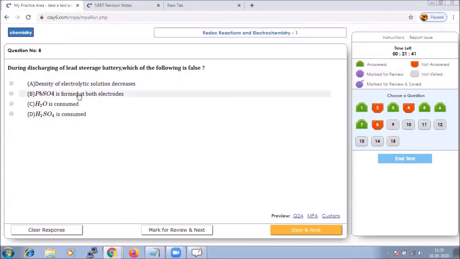PbSO4 is formed at both electrodes, it is known. H2SO4 will be consumed, because that is also known. The only thing is, H2O is not being consumed, but it will be liberated. H2O is not being consumed, but it will be on your product side.